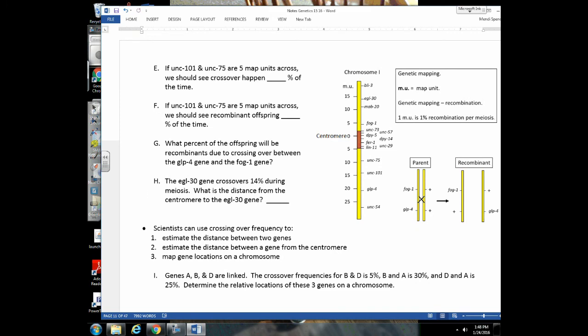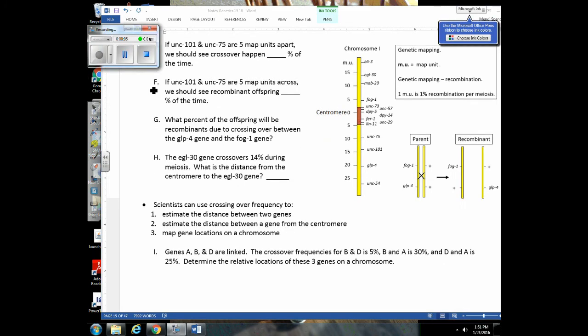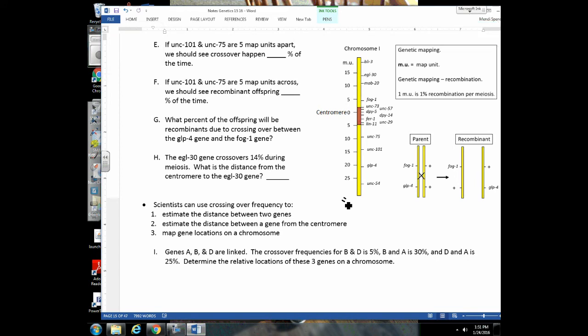All right, so here's a few more practices for you. So take a second, pause, and you can come back and check yourself. So for E, we really don't need to reference the diagram to answer the question because it says that if we have two genes, they're 5 map units apart, we're going to see crossover happen 5% of the time. If these two genes are 5 map units across, then that means, it's just another way to say it, we're going to see recombinant offspring crossover 5% of the time.